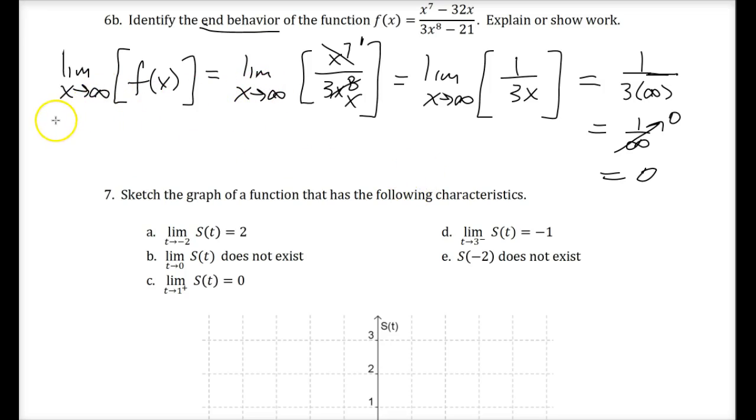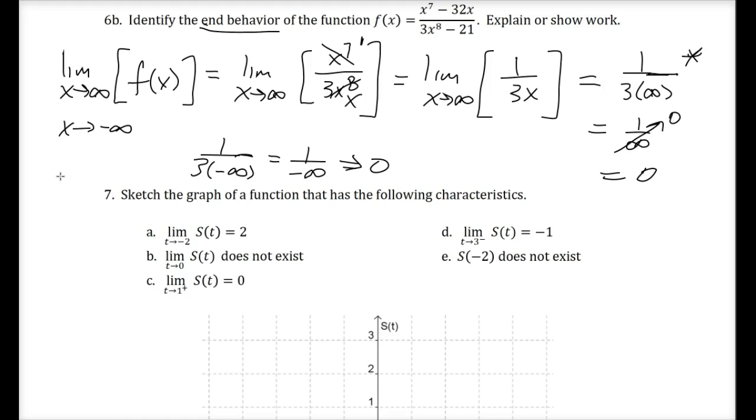The only thing different, if we had x approaching negative infinity, at this step here, we would have 1 divided by 3 times negative infinity, which would be this. And of course, 1 divided by negative infinity still is going to approach 0. Okay.